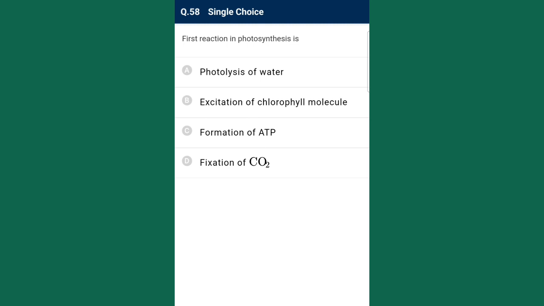Question number 58. First reaction in photosynthesis is... Light plays a vital role in the process of glucose synthesis. There are two major phases that take place during photosynthesis. One is light reaction, that is light dependent reaction. Light energy with appropriate wavelength hits the chloroplast of the cells and eventually the chlorophyll molecules. So the answer for this question is option B, excitation of chlorophyll molecule.